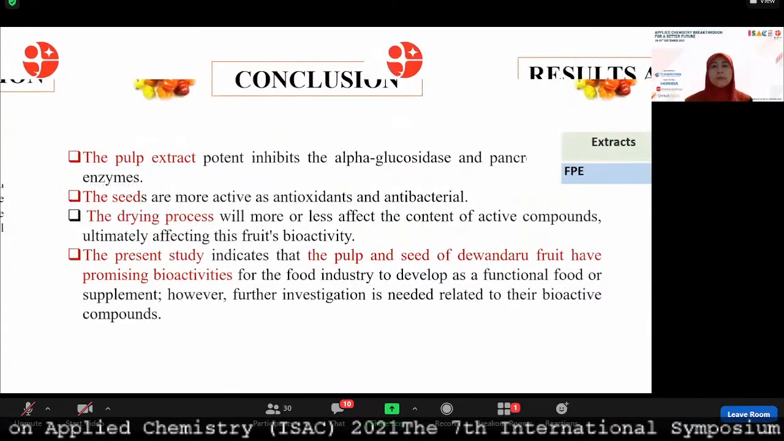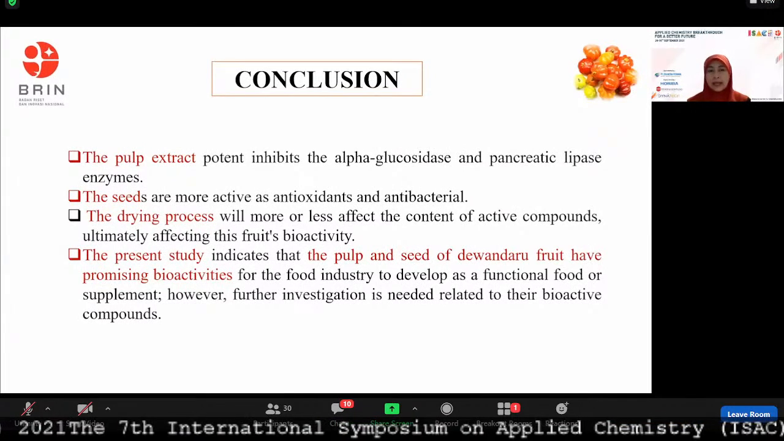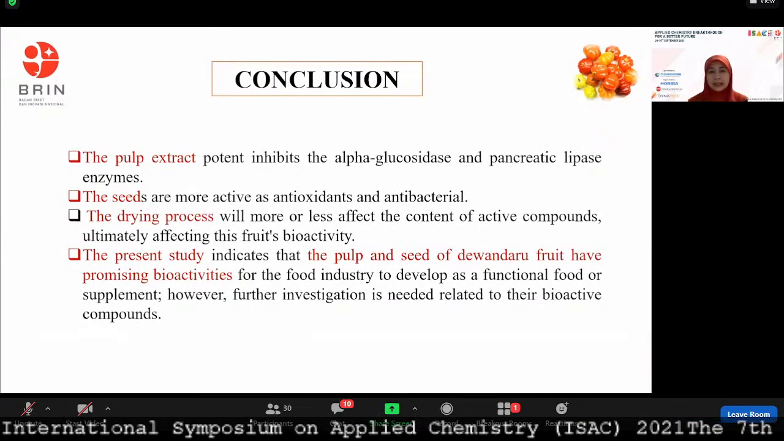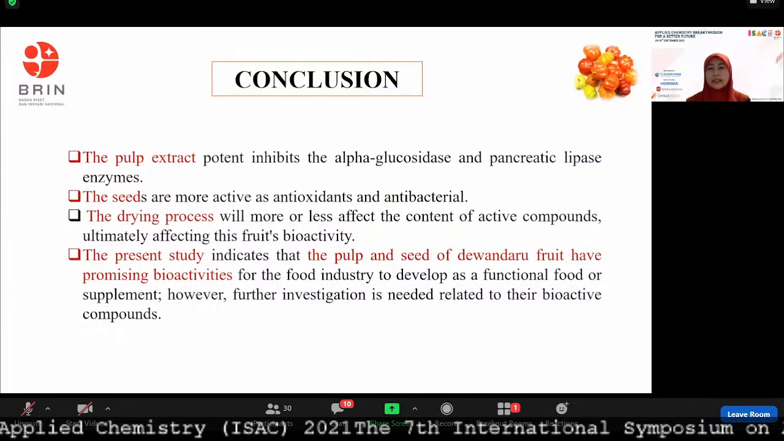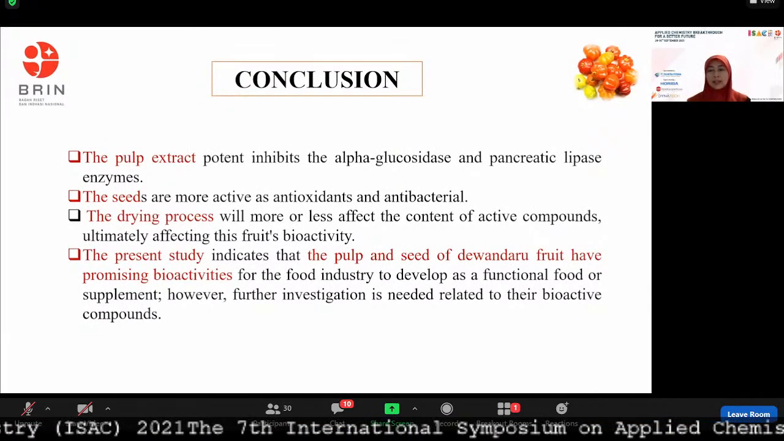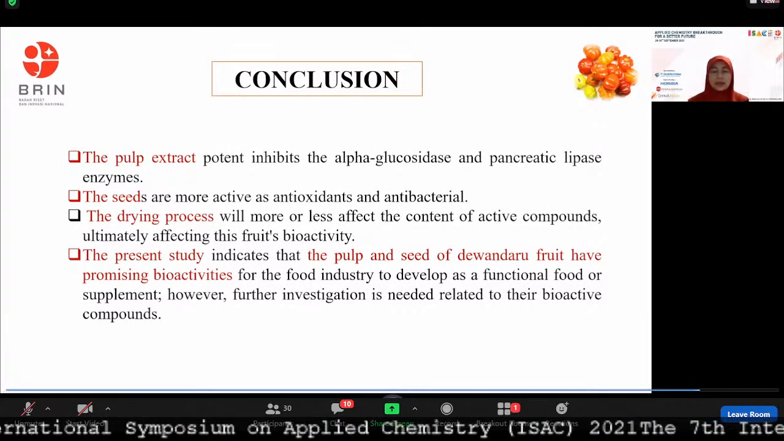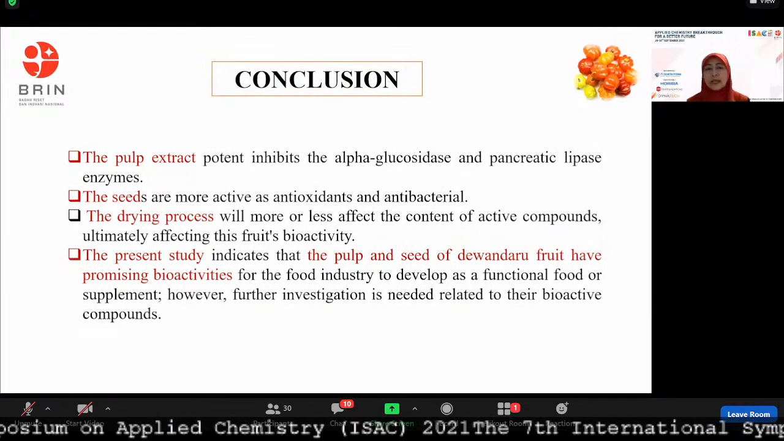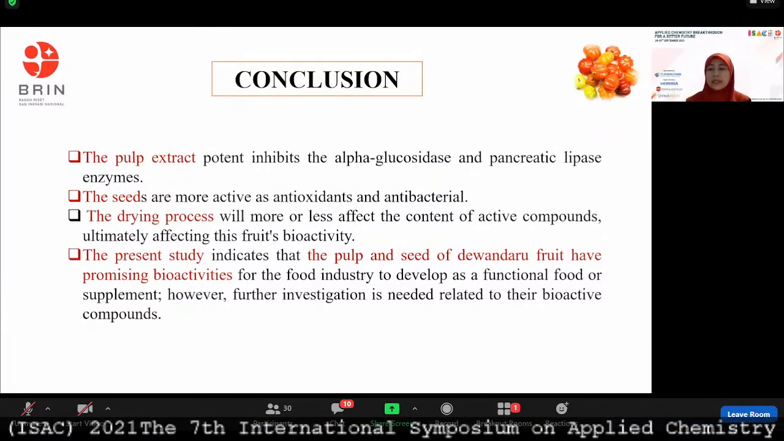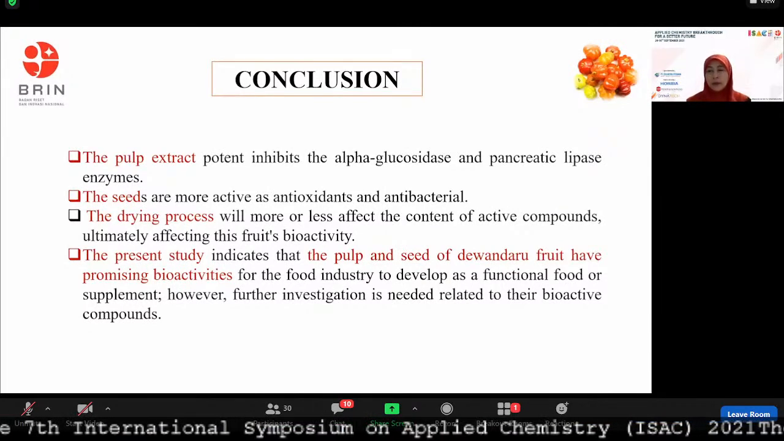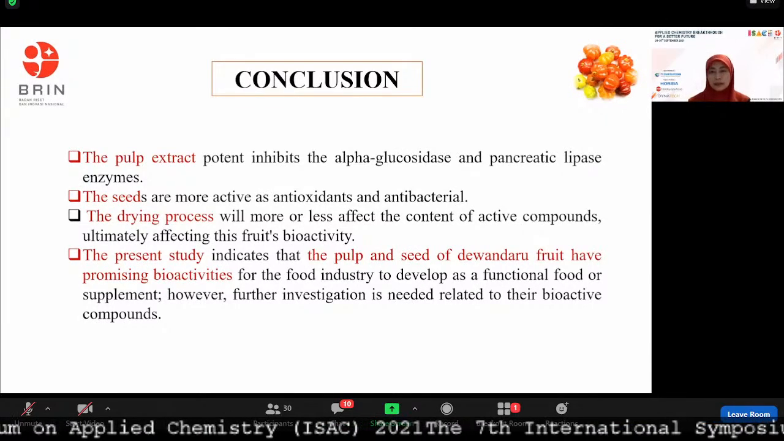From the research here, we can conclude that the pulp extract potently inhibits the alpha-glucosidase and pancreatic lipase enzymes, but the seed is more active as antioxidant and antibacterial. So the drying process increases the activity of the seed but decreases the activity of the pulp extract, maybe by damaging or decreasing the flavonoid or carotenoid content in the pulp. The present study indicates that the pulp and seed of Dewandaru fruit have promising bioactivity for the food industry to develop as functional food or supplement. However, further investigation is needed related to their bioactive compounds, and we are still conducting LC-MS analysis to investigate the bioactive compounds in all extracts.